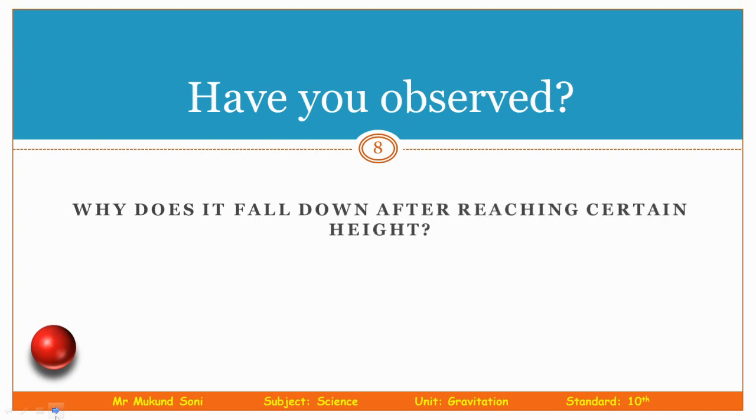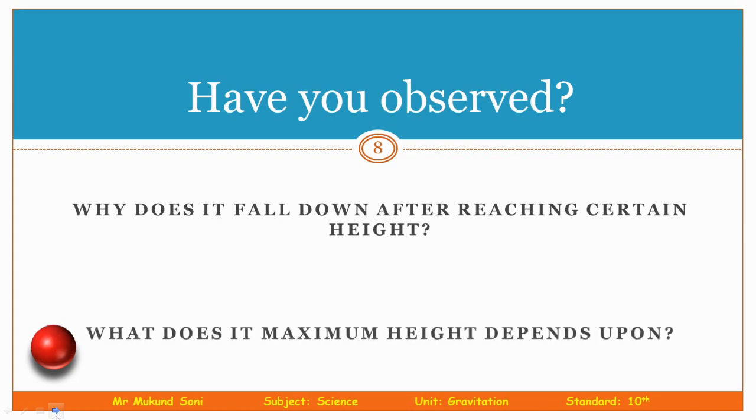Now, how does it fall down after reaching a certain height? Like in the previous example, we saw it had some height when you threw it upwards, and then it started falling down. And why does it do so? I gave you the answer already. That is due to the gravity of Earth, the pull produced by the Earth.